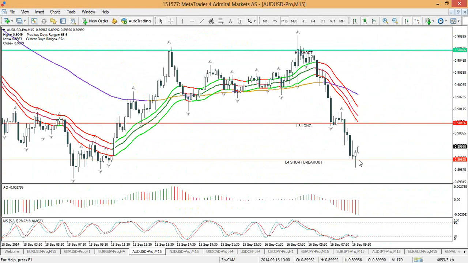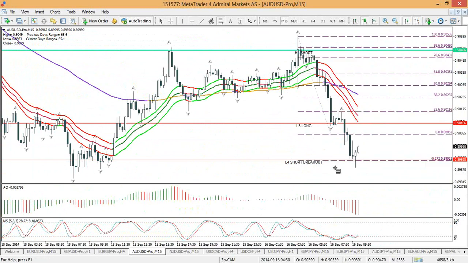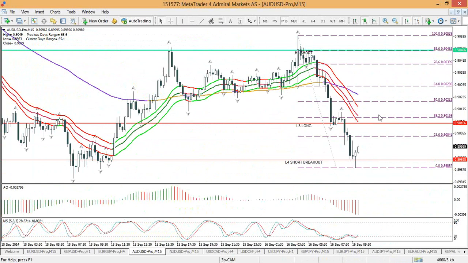And with such a big momentum, in fact, I wouldn't be surprised to see price retrace and bounce, for instance, back to the 38.2 fib, find rejection back at the L3. Now this support broken could become resistance again for more downside.